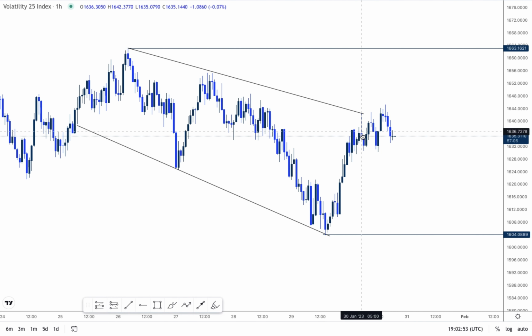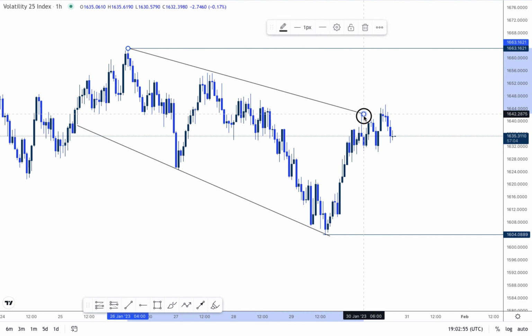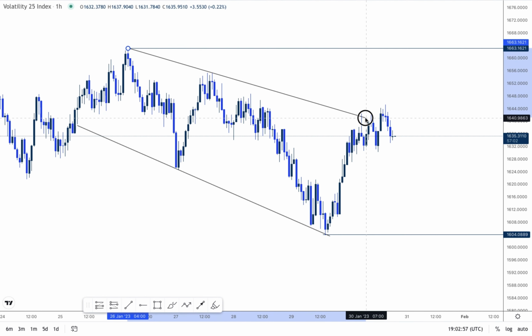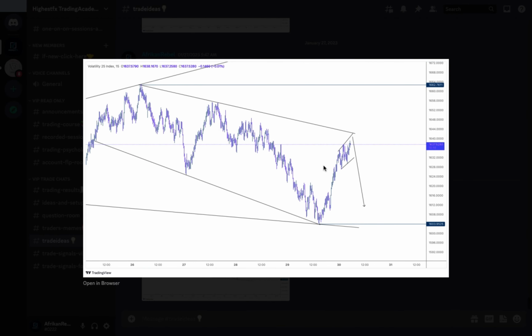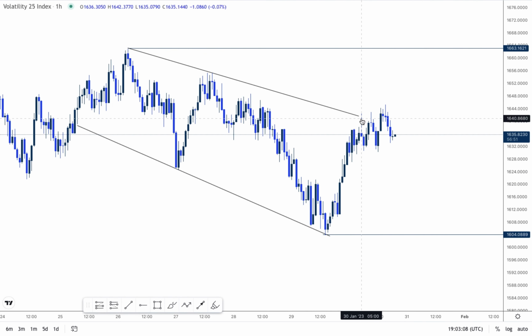And I also have this rejection from the trend line. I think that time we had this touch and this touch, but we're expecting it to happen. You can see from the analysis we had here, we're expecting this one to happen, right?